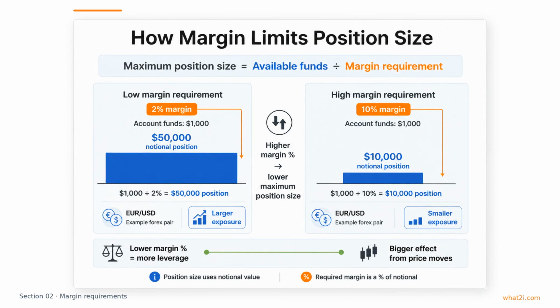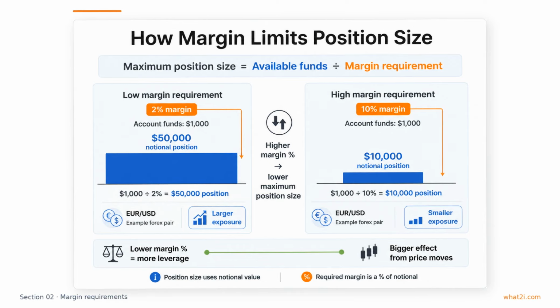Margin requirements place a limit on how large a position your account can support. The basic logic is simple. Required margin is calculated as a percentage of the position's full notional value. So if the margin requirement is low, the same amount of cash can support a larger position. If the margin requirement is high, your maximum position size shrinks. For example, $1,000 at a 2% margin requirement can support a $50,000 position, but at a 10% requirement, it supports only $10,000. This is why margin percentage and leverage are closely linked. Higher margin means lower leverage, and lower margin means higher potential exposure.